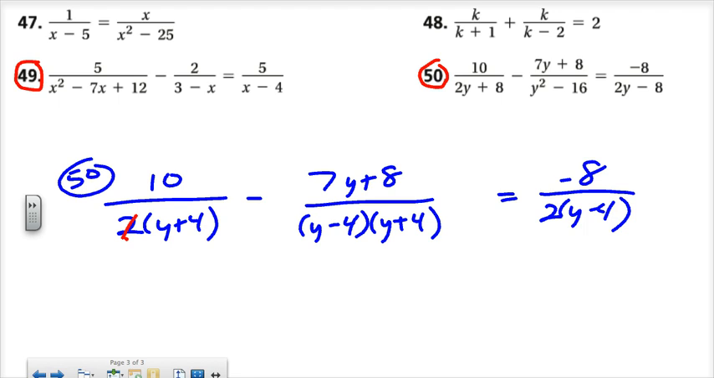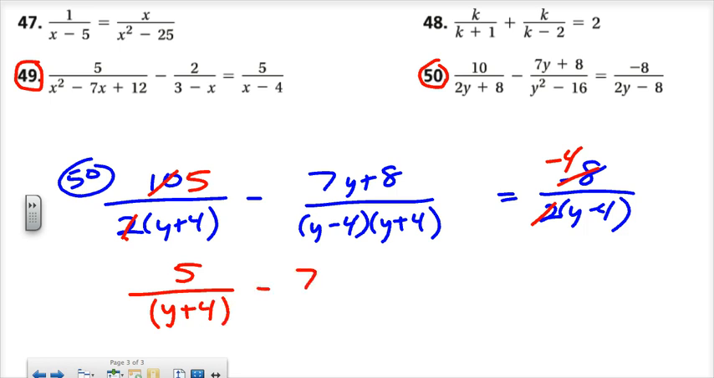Now, again, I say, you know what, I'm going to take care of this little 2 right here so that I don't have to worry about that in my LCD. I'm just going to reduce that right now and make that a 5. And in the back, I have a 2 here and I have a negative 8. So I'm just going to have that be a negative 4. And so that we don't lose track of anything, I'm going to go ahead and rewrite it with those changes made to it. And while I'm at it, I'm going to change this subtraction to adding a negative. So it'll be a negative 7y minus 8. Again, there's always that risk that you're going to miss that if you don't change that to adding a negative.